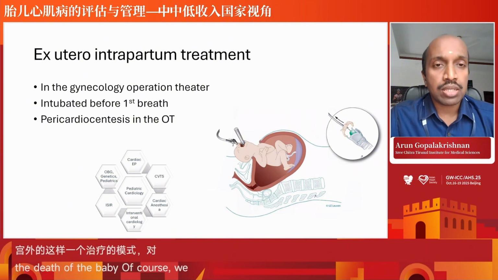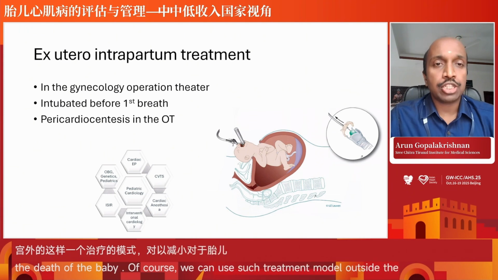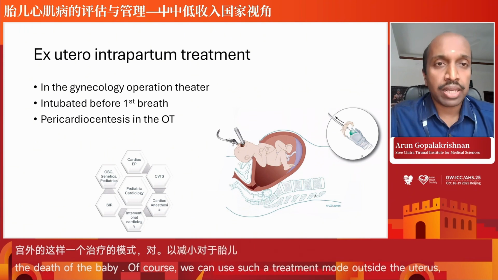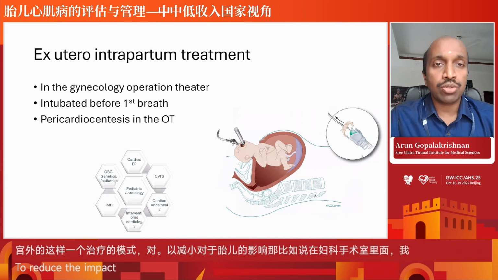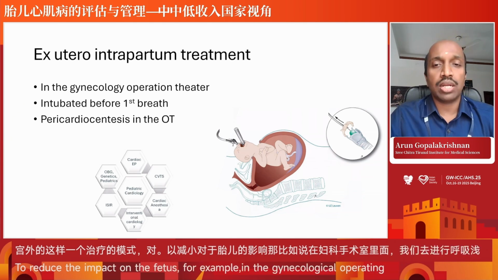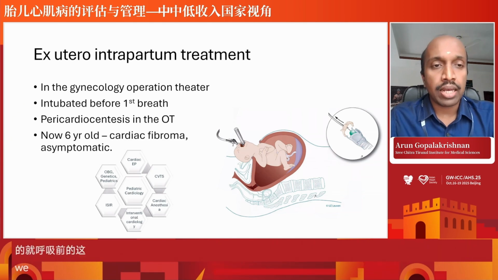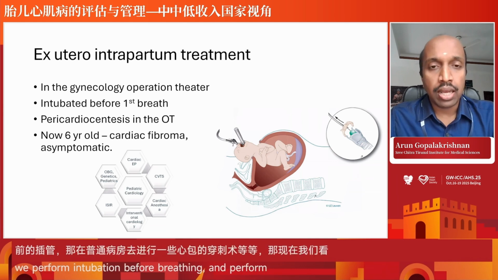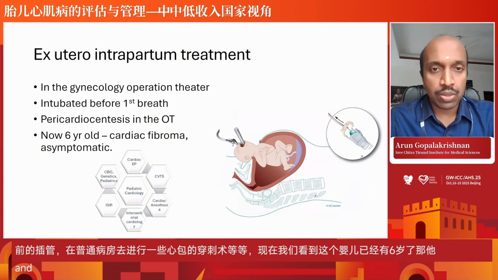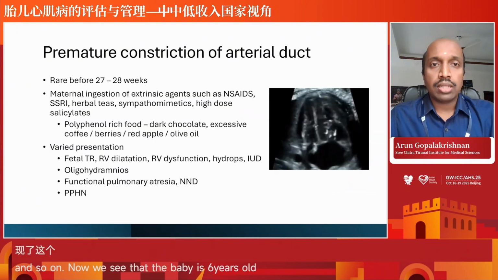The baby was delivered by cesarean section and intubated before the first breath by EXIT treatment, that is ex utero intrapartum treatment. Pericardiocentesis was done in the operating theater, and now the baby is 6 years old, has a cardiac fibroma, which has come down in size, and the baby is now asymptomatic.